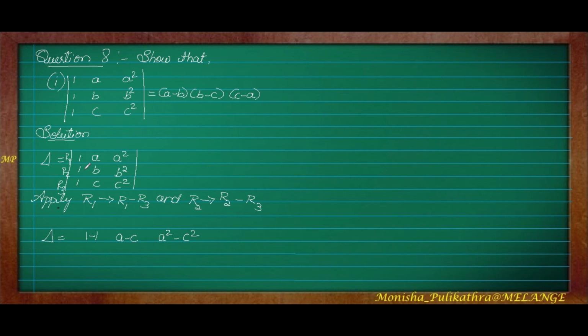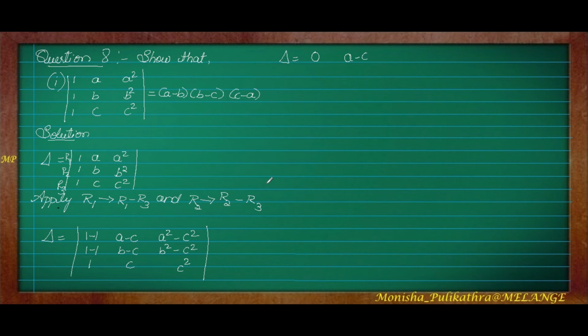Okay, first one I have changed. Next R2 to R2 minus R3. So 1 minus 1, B minus C, and B square minus C square. Here 1, C and C square, so this will remain as it is. Next, 1 minus 1 is 0, and A minus C remains as it is.